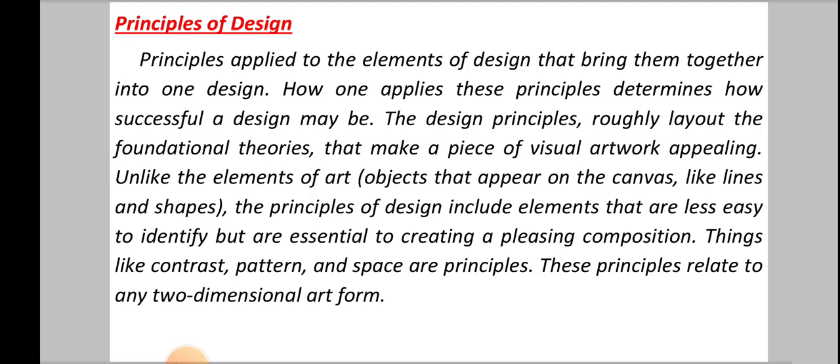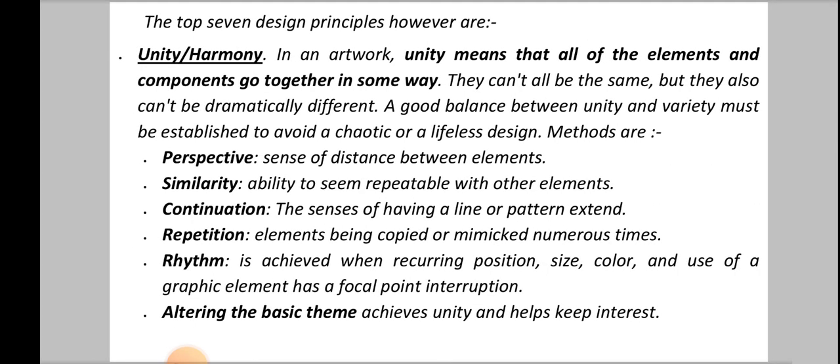Things like contrast, pattern, and space are principles. These principles relate to two-dimensional art forms. The top seven design principles, however, are firstly unity, or harmony. Unity means that all the elements and components of the artwork go together in some way. The methods are perspective, similarity, continuation, repetition, rhythm, and altering the basic theme.